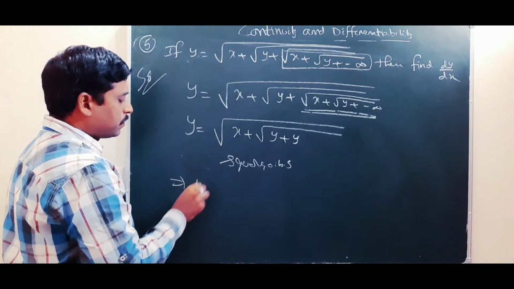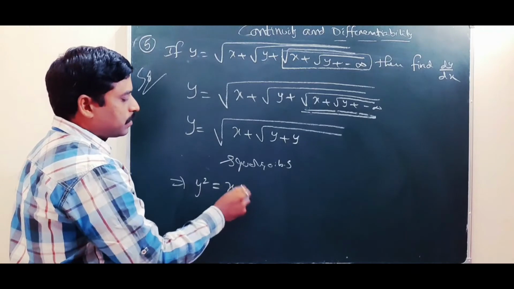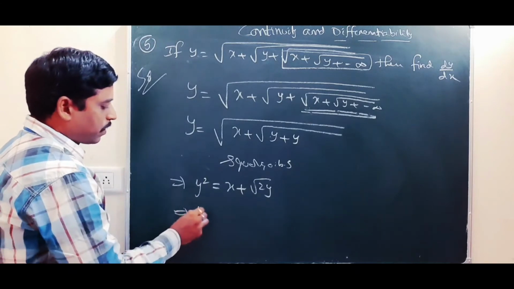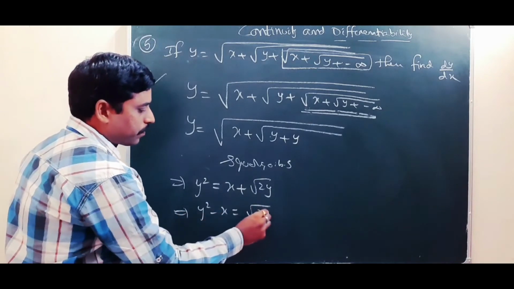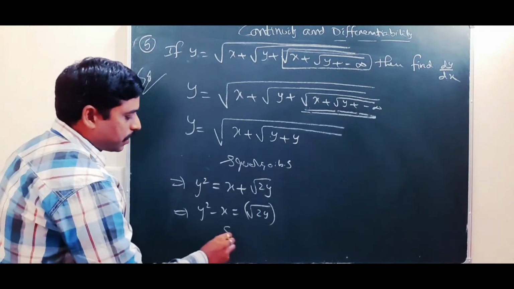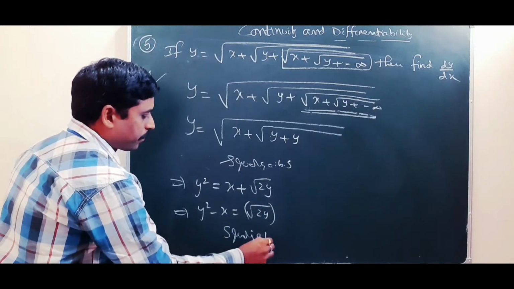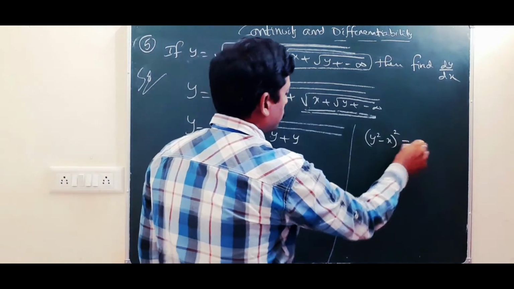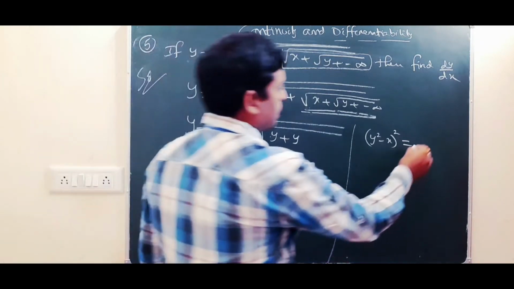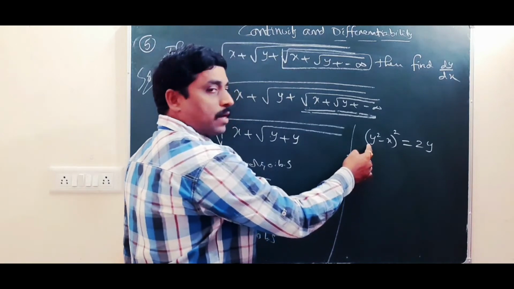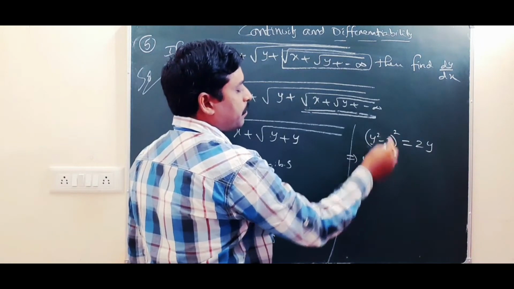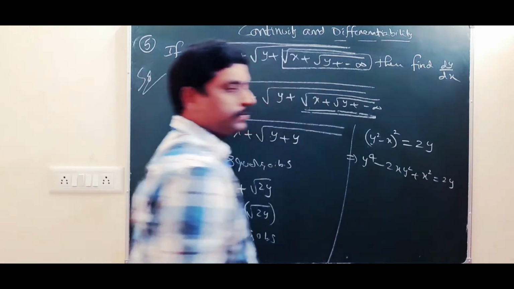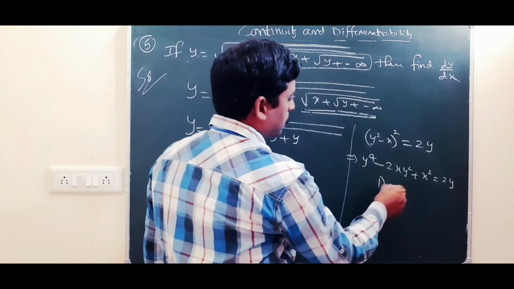So y square is equal to, in this the root gets cancelled, x plus root y. Okay, this x we bring to the left side. So y square minus x is equal to root y. Again squaring on both sides. So this will be (y square minus x) whole square is equal to (root y) whole square, which is nothing but y. Okay, so we have the (a minus b) whole square formula: a square, y to the power 4, minus 2ab plus b square is equal to y. Now differentiation with respect to x on both sides.